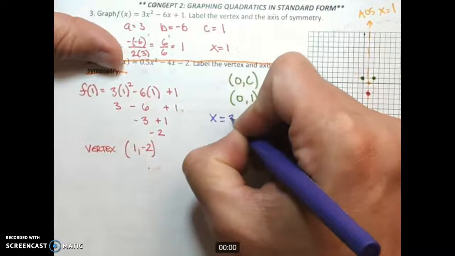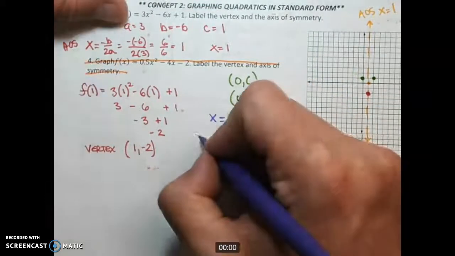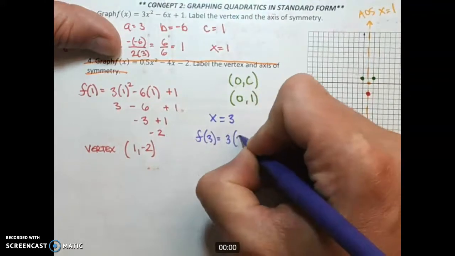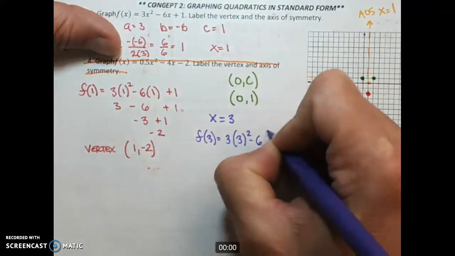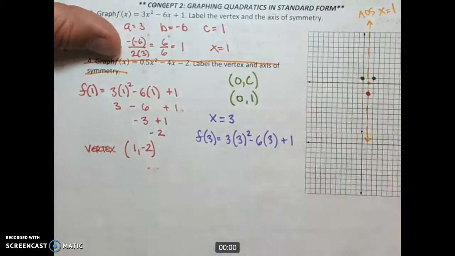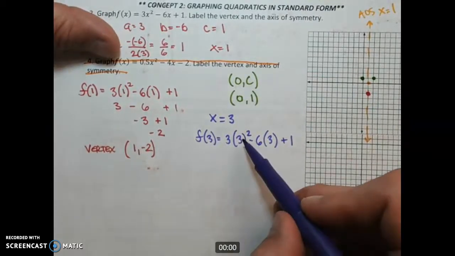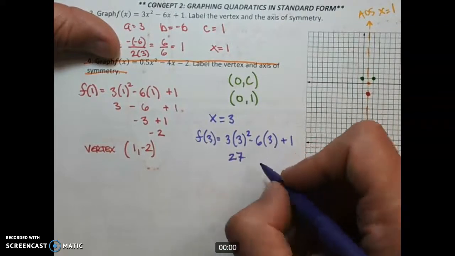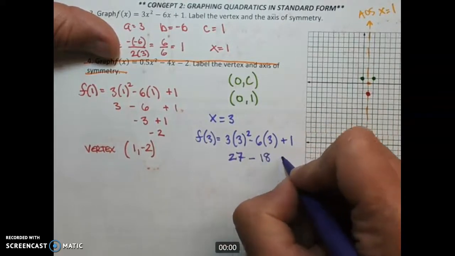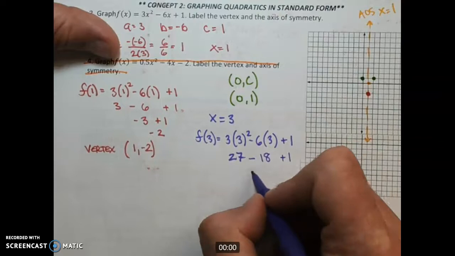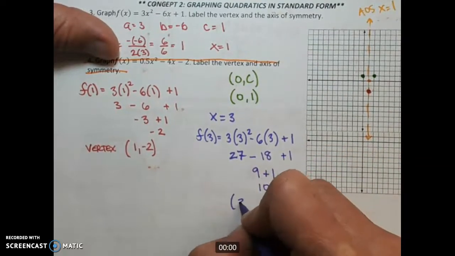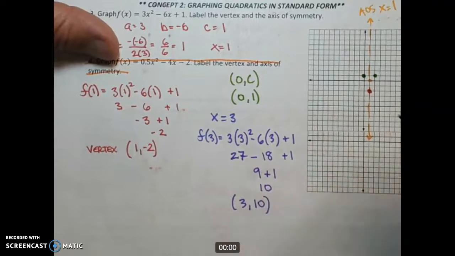x equals 3. Okay, so now I say f of 3 equals 3 times 3 squared minus 6 times 3 plus 1. 3 squared is 9, times 3 is 27. 3 times negative 6 is negative 18, plus 1. 27 minus 18 is 9, plus 1 is 10. So my point is 3, 10.